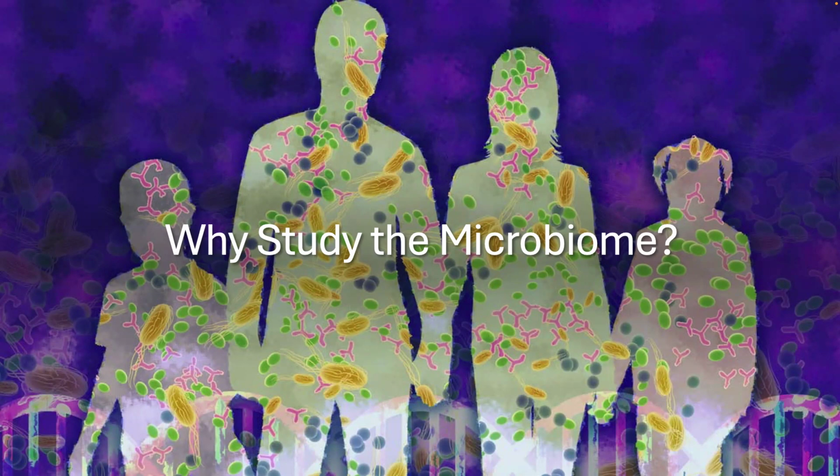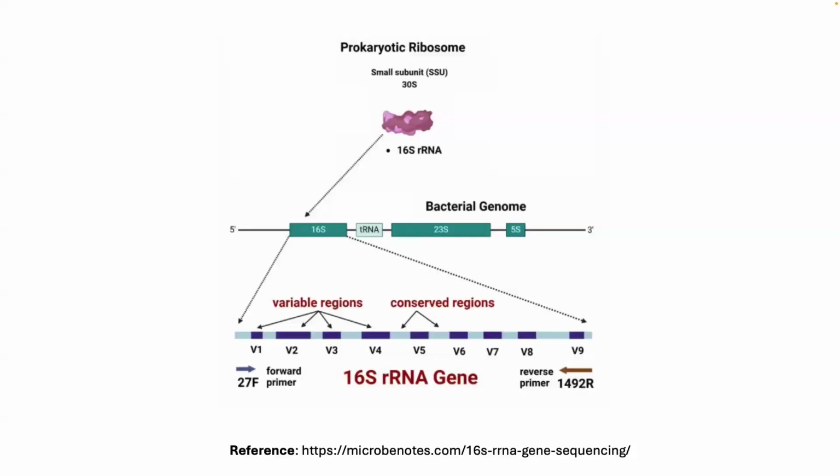The gut microbiome influences our digestion, immune function, and even mental health. Understanding microbiome composition can help us answer key questions such as, how does diet shape the gut microbiome? How do external factors such as sex and body mass index influence microbiome composition? To answer these questions, we'll use 16S rRNA sequencing.